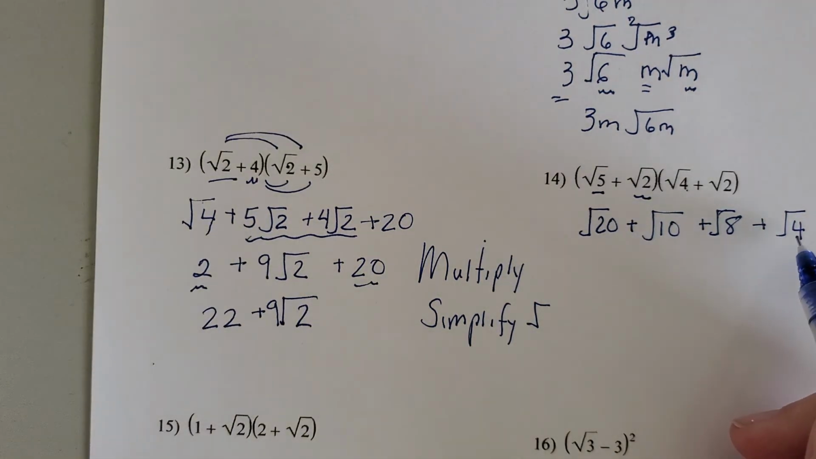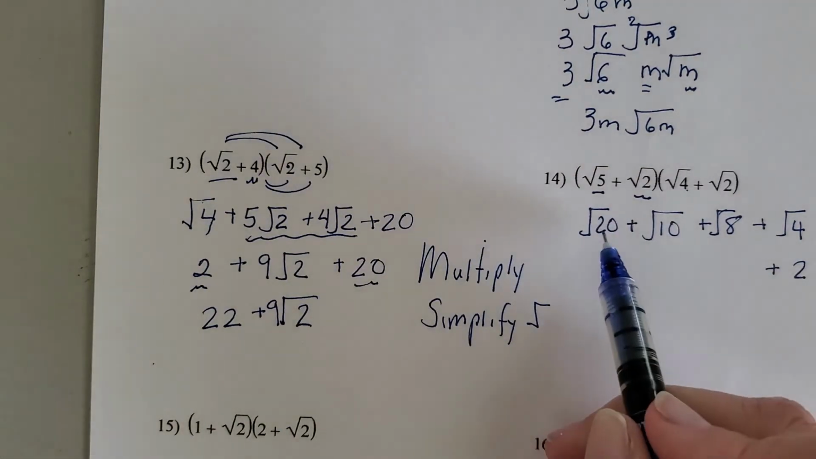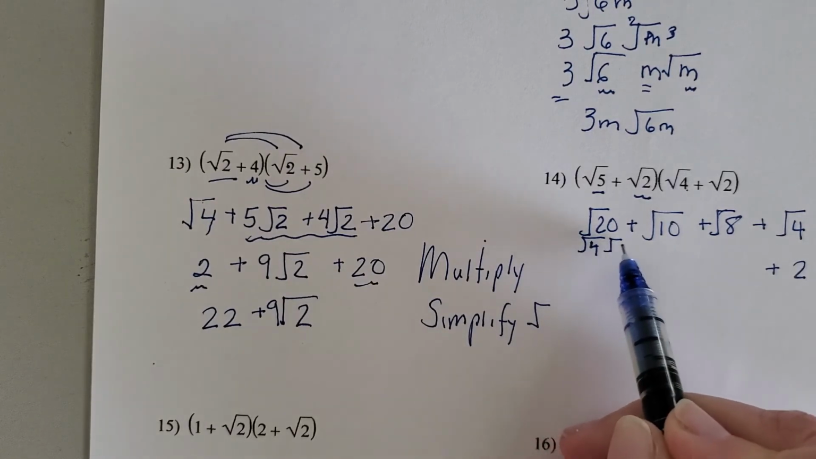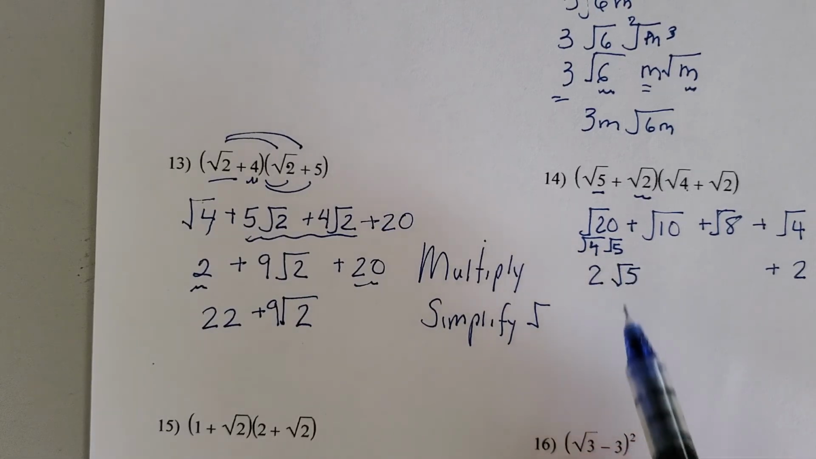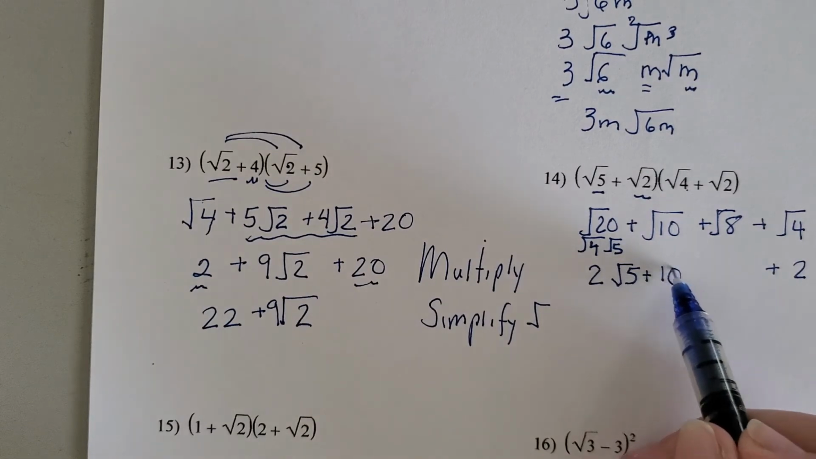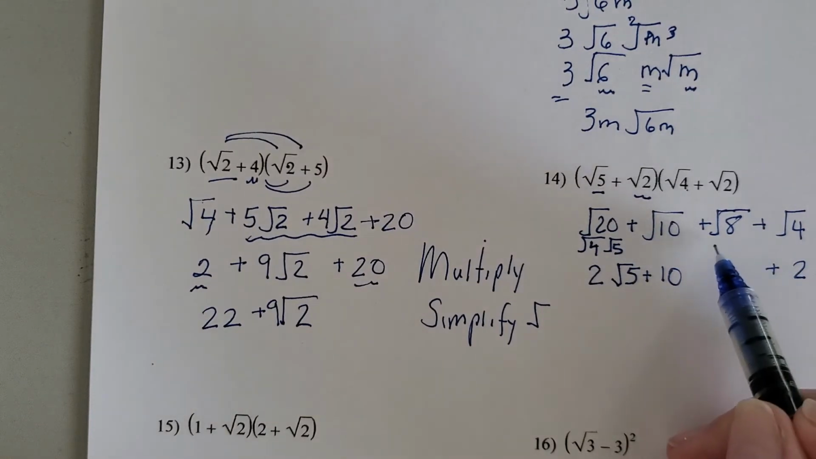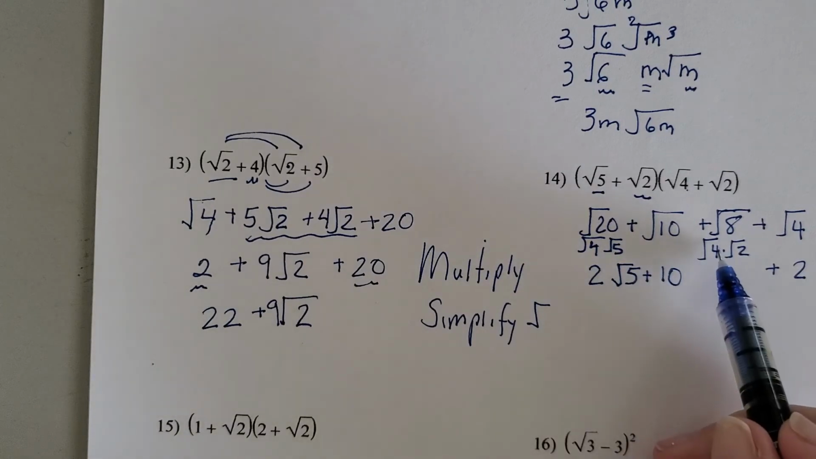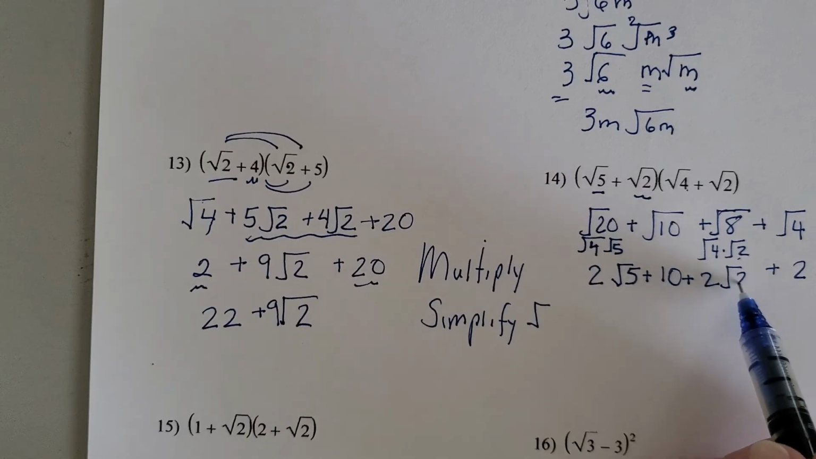We can simplify this one easily. Square root of 4 is 2, so we can do that. We need to factor 20, square root of 20, to radical 4 times radical 5. So that gives us a 2 radical 5. Square root of 10, we can't do anything with. Square root of 8, you probably remember we can factor that. Square root of 4 times square root of 2. So the square root of 4 is 2. And we still have a radical 2.